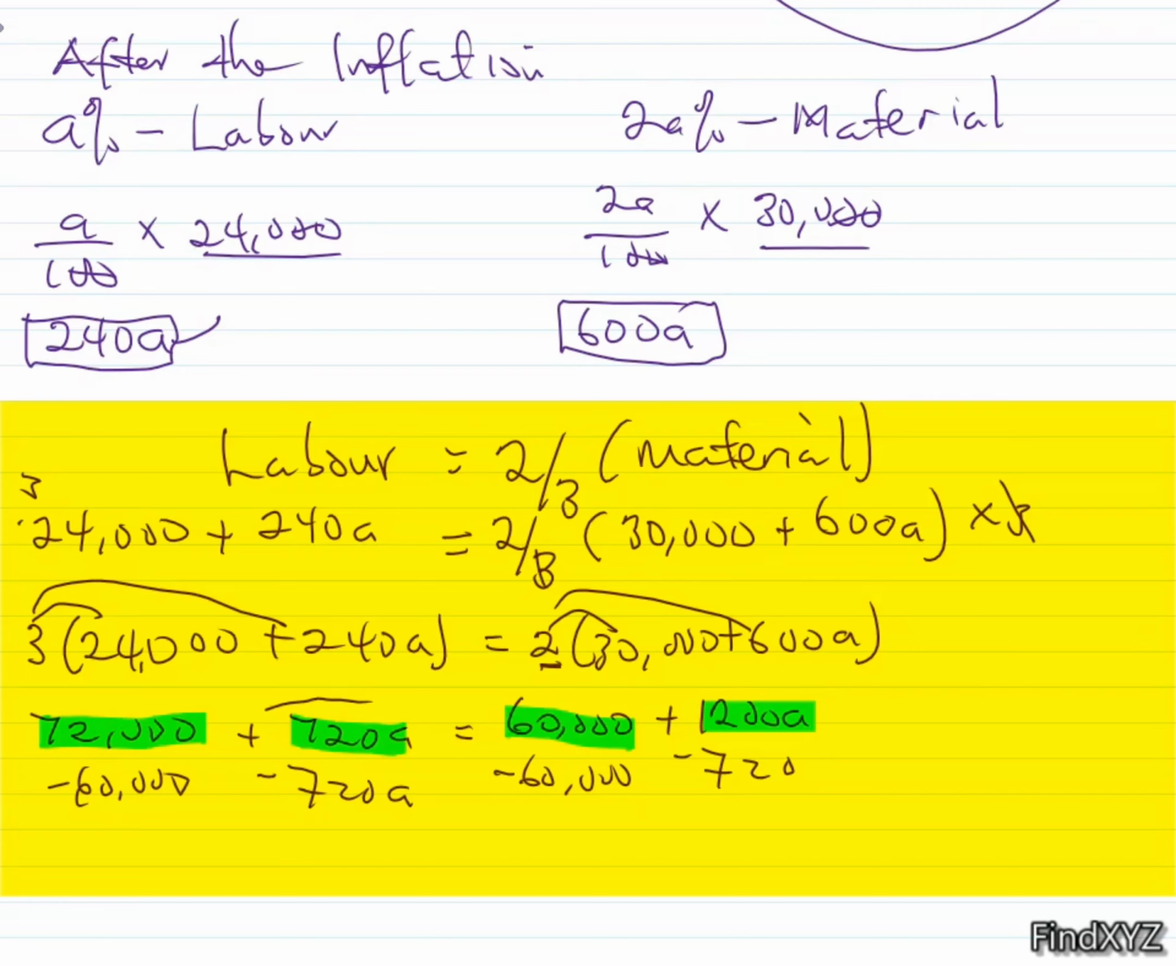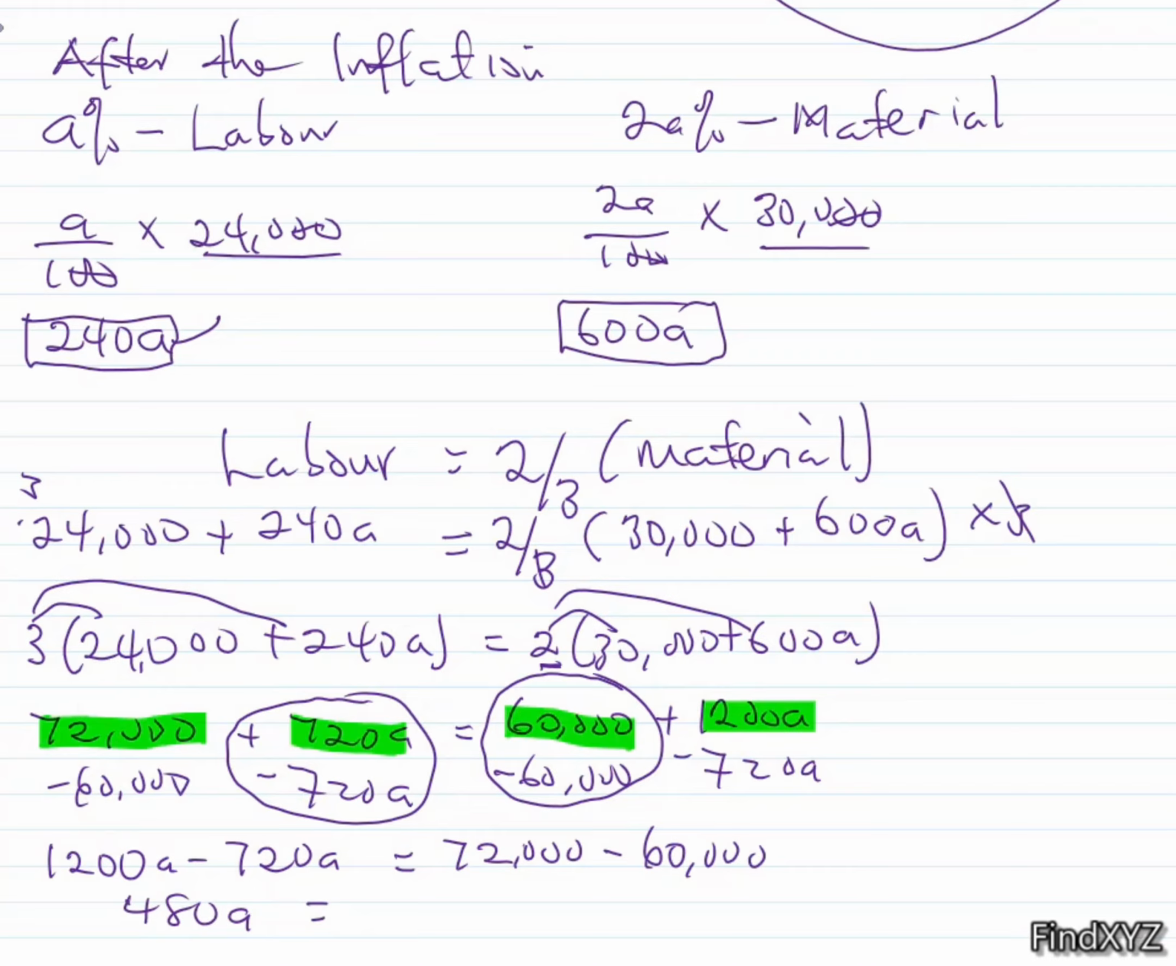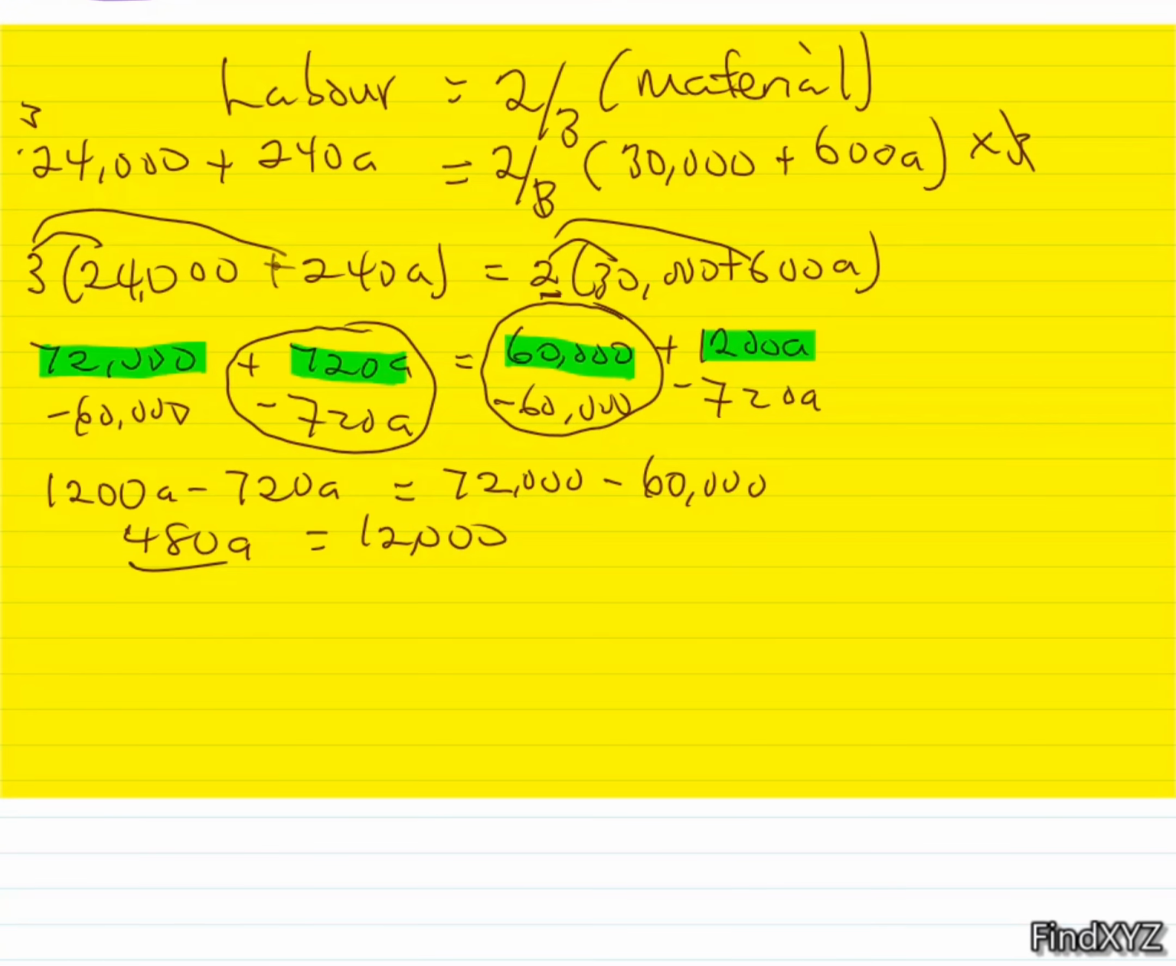So this will give us 0. This will also give us 0. So we are left with 1200A minus 720A, that will give us 480A. And then 72,000 minus 60,000, that will give us 12,000. Then quickly, let's divide both sides by 480. So our A, which we are looking for, will give us 25. So we have been able to find the value of A for the first part.